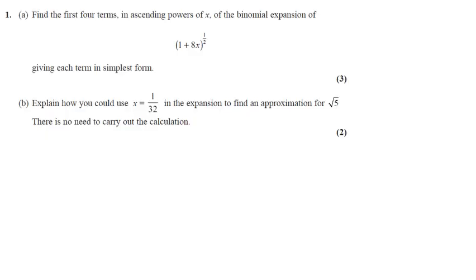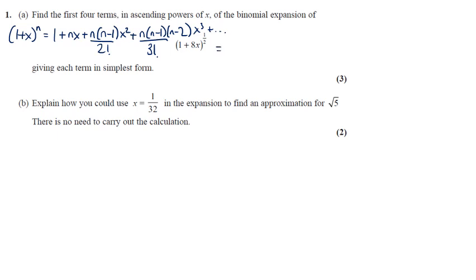This question is to do with the binomial theorem. So we've got (1 + 8x) to the power of a half, and we need to expand that to the first four terms. Well, we know from the binomial theorem that if we've got (1 + x)^n, then that can be expanded as 1 + nx + n(n-1)x²/2 factorial, and then another (n-1)(n-2) in the numerator, increase the power of the factorial, increase the power of x, and so on.